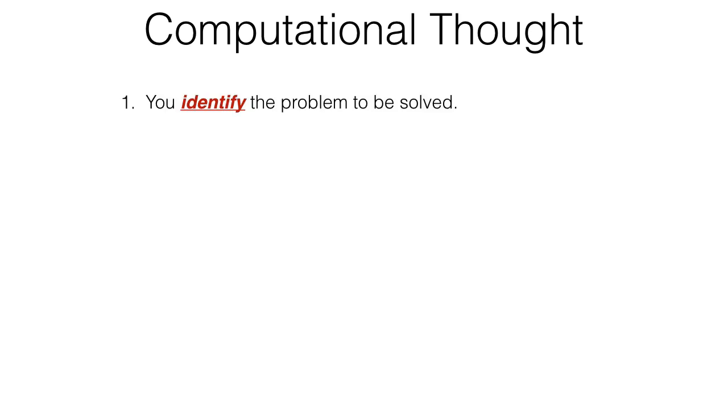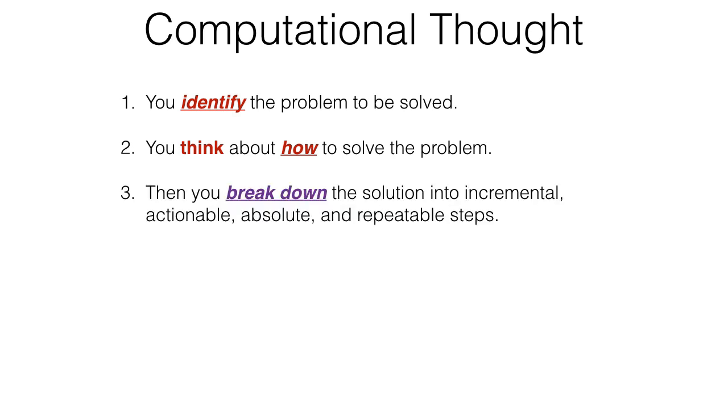So in computational thought, step 1, you identify the problem to be solved. Okay, that makes sense. Can't solve it if we don't know what it is. Step 2, you think about how to solve the problem. Then you're going to break down the solution into incremental, that's that step by step, actionable, absolute, and repeatable steps. All right? It's another way of expressing what I was just talking about.